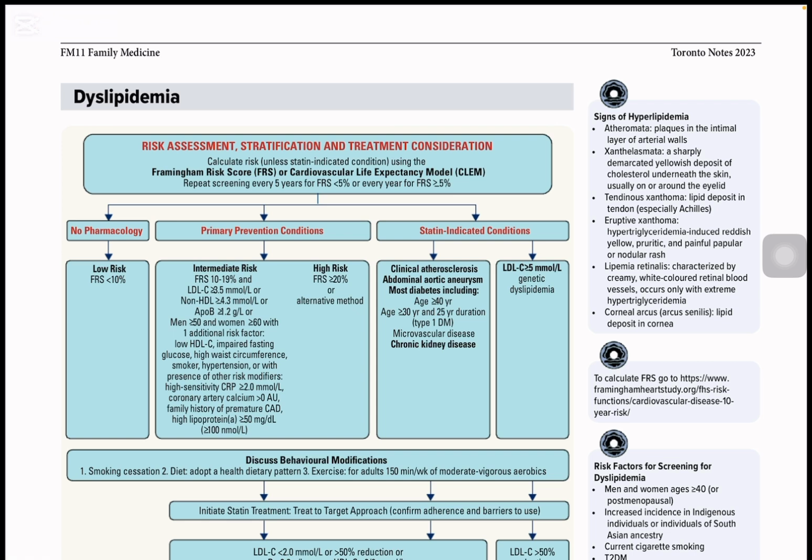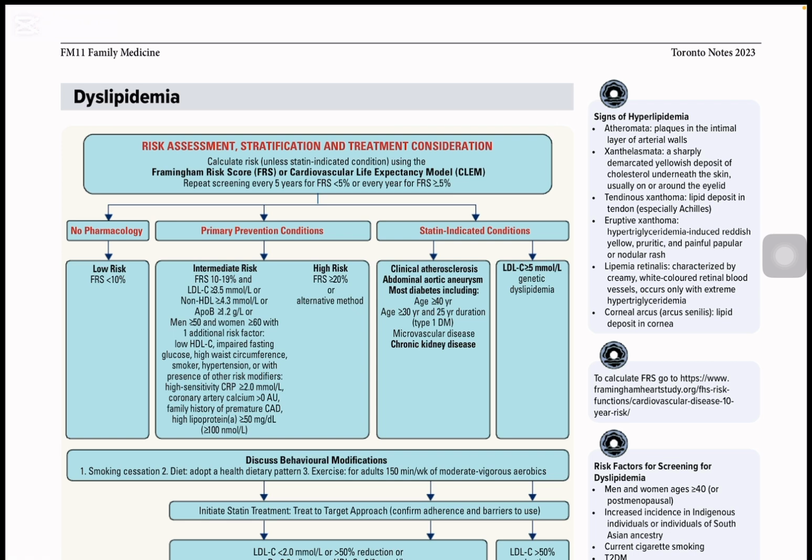Let's say a patient is diabetic, he's more than 40 years of age, or he is more than 30 years, but his diabetes has been lasting for more than 25 years now. He has developed CKD or microvascular conditions. Or the patient has abdominal aortic aneurysm, or he has clinical atherosclerosis, right? So these are the things where you have to consider that he requires statin.